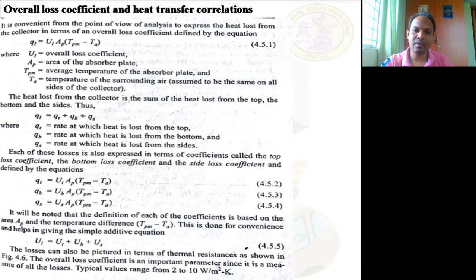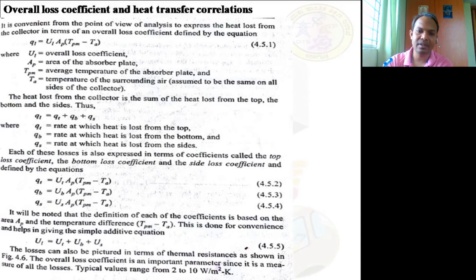Each of these losses is also expressed in terms of coefficients called the top loss coefficient, bottom loss coefficient and side loss coefficient. This is an individual equation, while the other is the total heat loss equation. If you take Qt individually, the overall heat transfer coefficient will be a different one: the overall heat transfer coefficient at the top, at the bottom, and at the side walls will be considered. So we reduce this expression to UT, UB and US. The rest of the things remain the same.